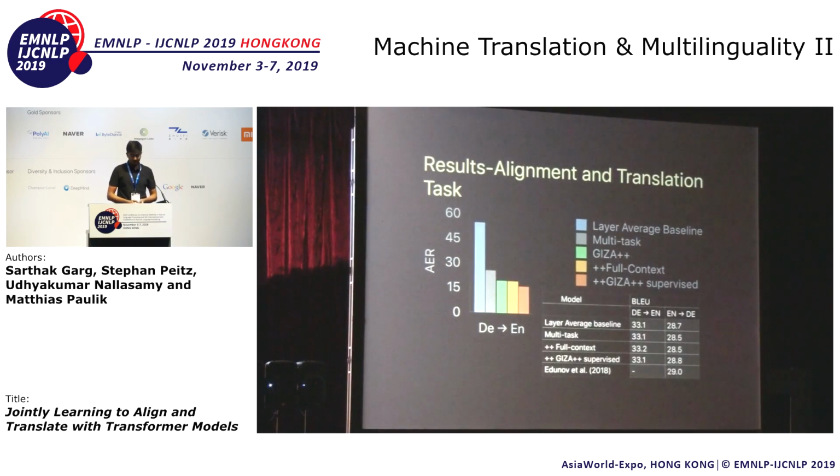And here are the numbers on translation performance. The layer average baseline in the first row just represents a regular NMT model training. And if you look at the rows multitask, full context, and GIZA++ supervised, they are able to achieve more or less the same translation performance as the layer average baseline.